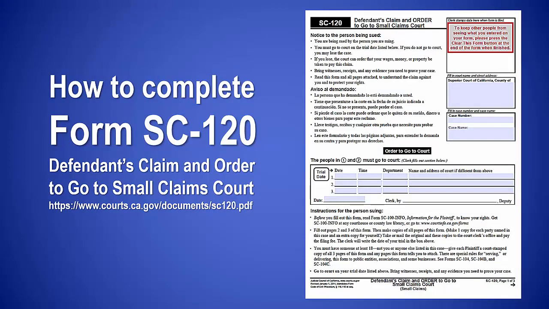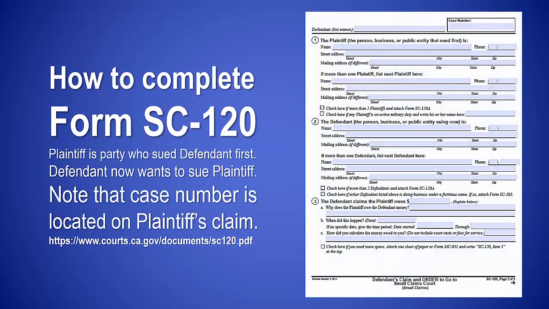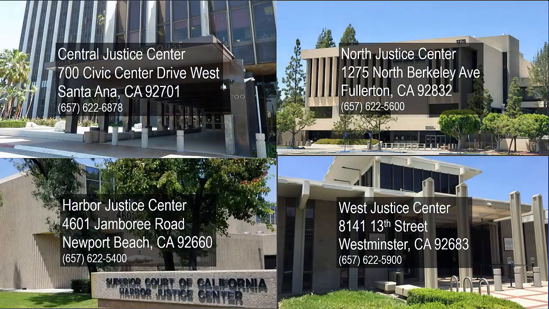If you are the defendant in a small claims case and want to sue the plaintiff, complete the defendant's claim and order to go to small claims court, Form SC-120. The process to complete Form SC-120 is generally the same as Form SC-100. The plaintiff is the party who sued first. The defendant is the party who was being sued first and now wants to sue the plaintiff. The case number is located on the plaintiff's claim. When you have completed Form SC-120, file it at the courthouse where the plaintiff originally filed the case.